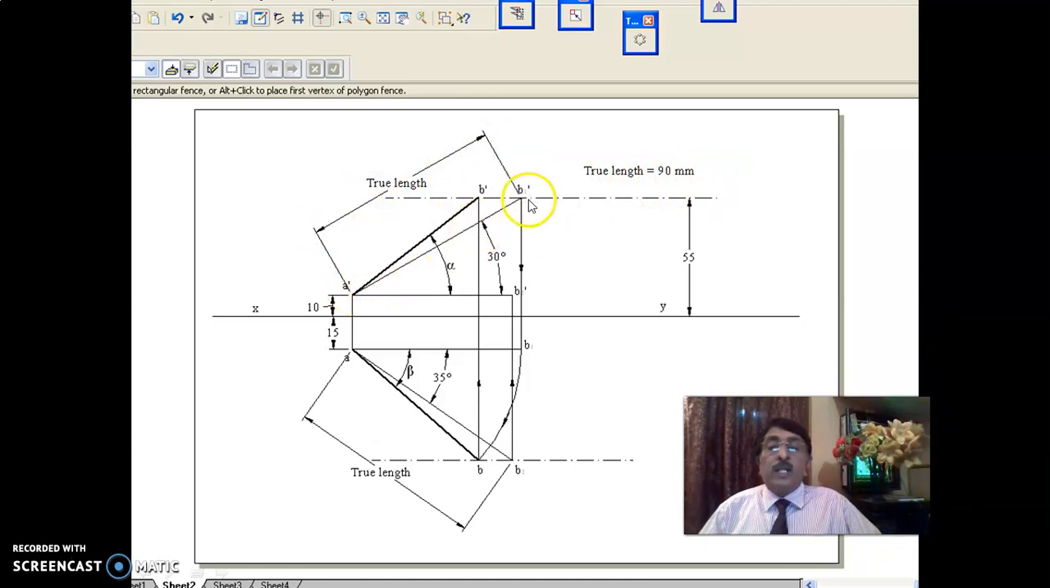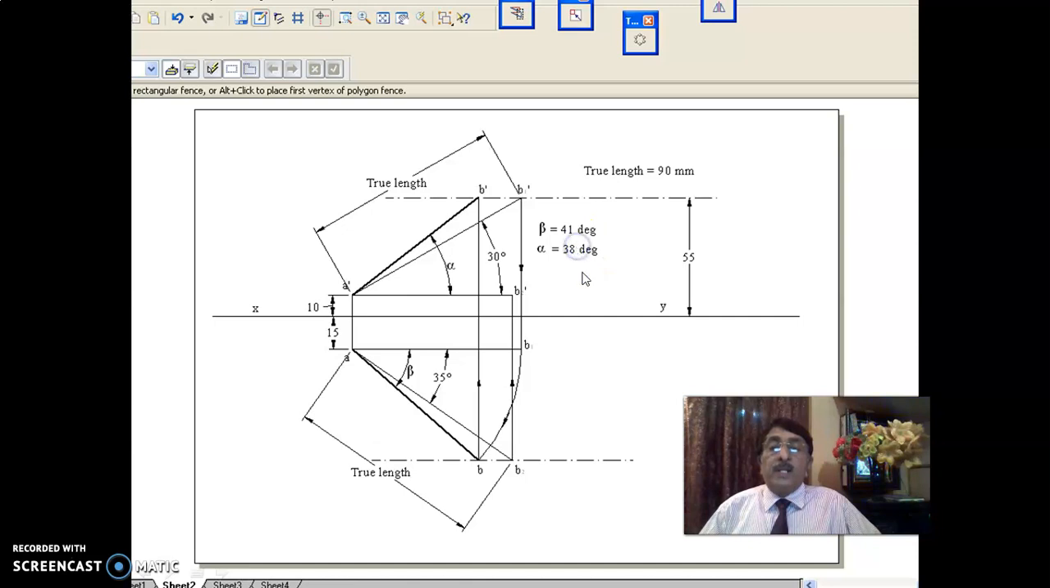Then once you get A dash B1 dash as the true length, draw the corresponding other view parallel to the XY line. After that, the line is inclined at 35 degrees to VP, so draw that. Cut the same true length of 90 mm here, and draw the corresponding other view parallel to the XY line. With A as center and AB1 as radius, draw an arc till it cuts this. Once it cuts here, join AB to get the top view, and go to the front, hit against the locus, and you get the front view also.